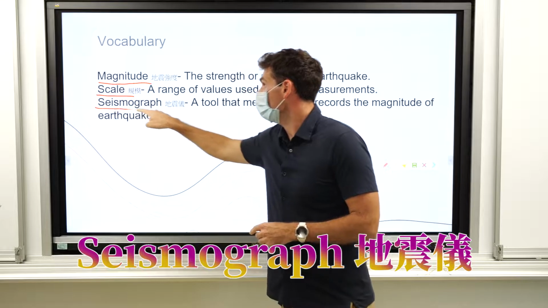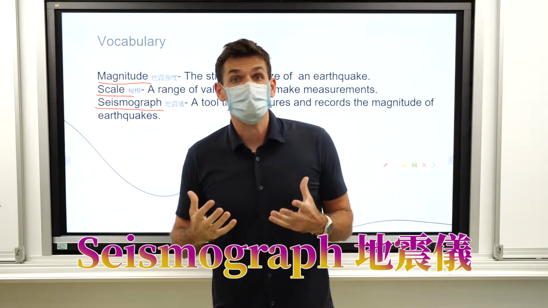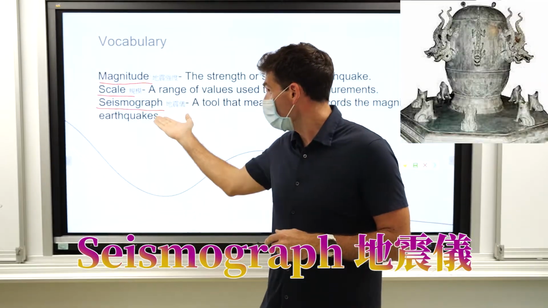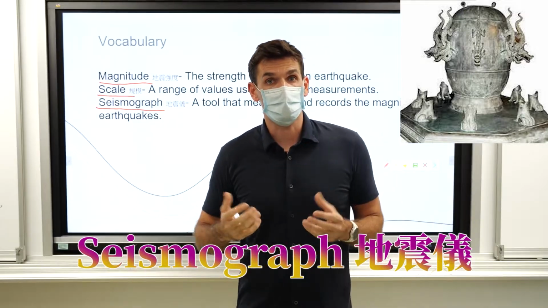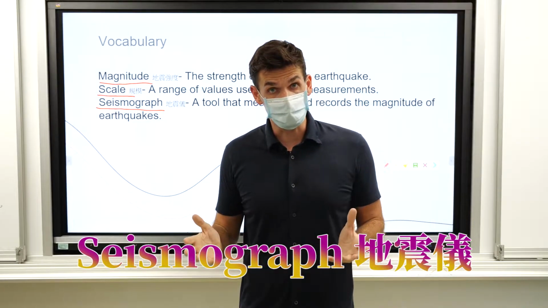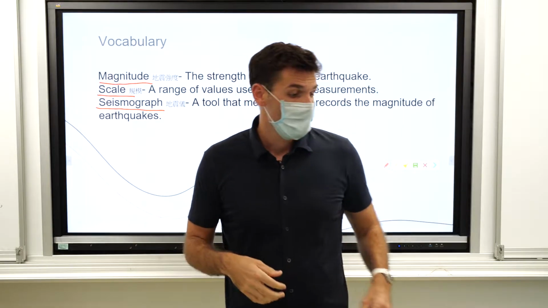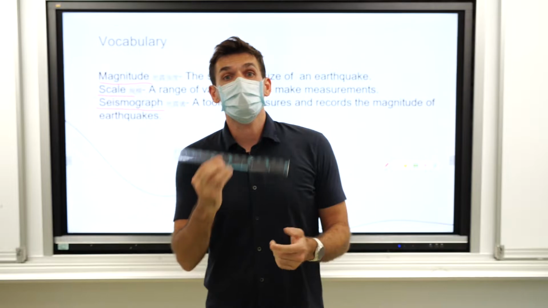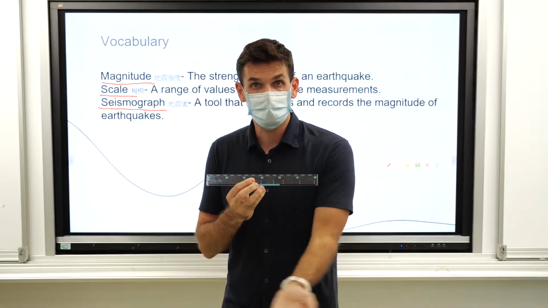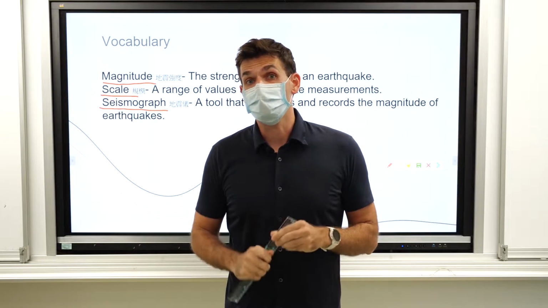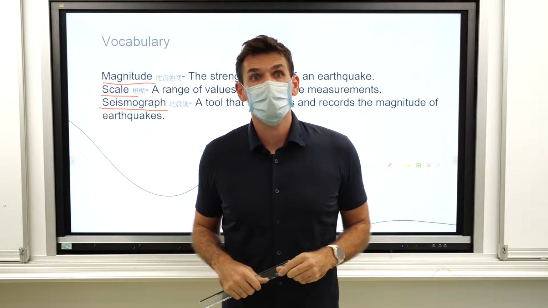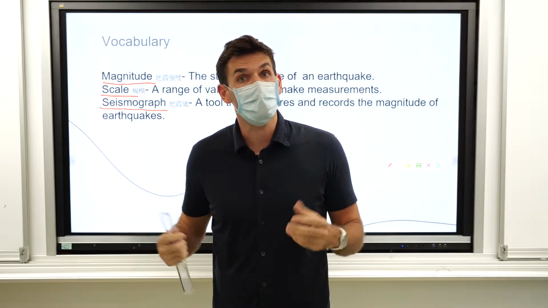The last thing is a tool that scientists use. Seismograph. A seismograph is a tool that scientists use to measure the earthquake. Okay? Much like I would use a ruler to measure a table. A scientist uses a seismograph to measure an earthquake.